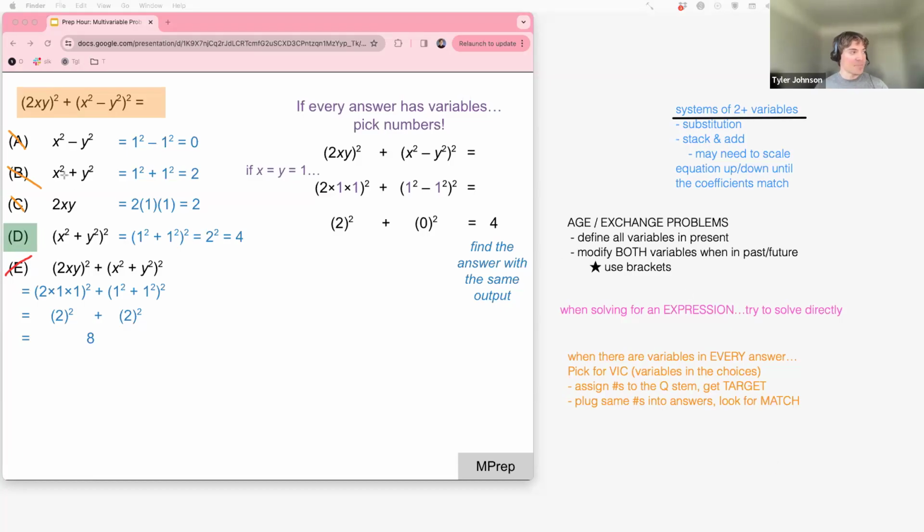So once again, at the start of the problem, peek at those answer choices. If every single answer choice has a variable present, you are greenlit to use this technique. Plug your own simple numbers into the stem. That's going to give you a target value. Then you plug the same numbers into the answer choices, looking for a match to the target.